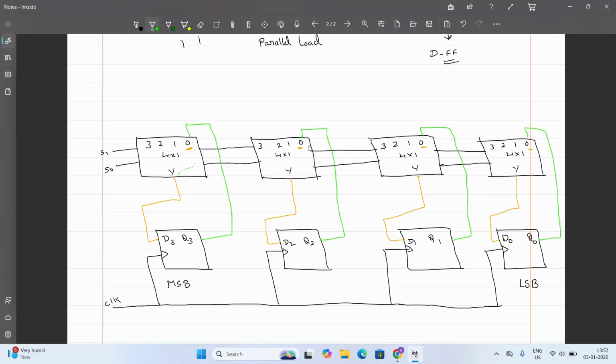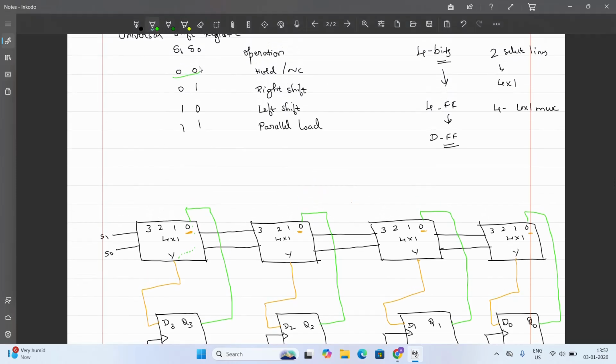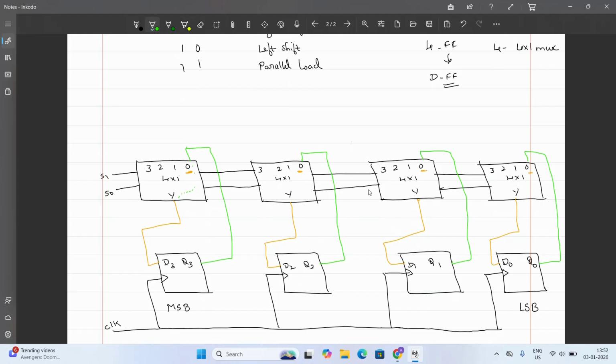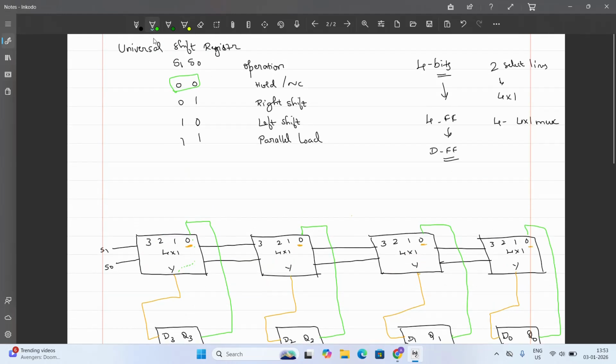Okay, so this green line does the first operation, the hold operation, where Q3 to 0, Q2 to 0, Q1 to 0, Q0 to 0. You're just connecting the output of the flip-flop to the mux 0th pin. Okay, I hope this is clear now. Now we'll move on to the second operation, that is 0, 1.